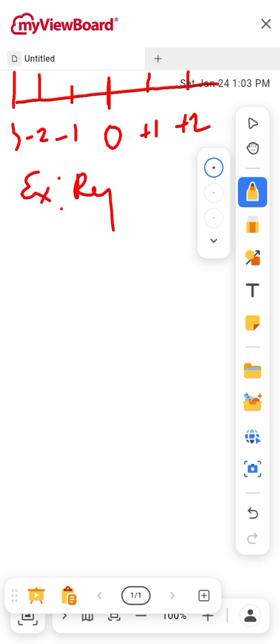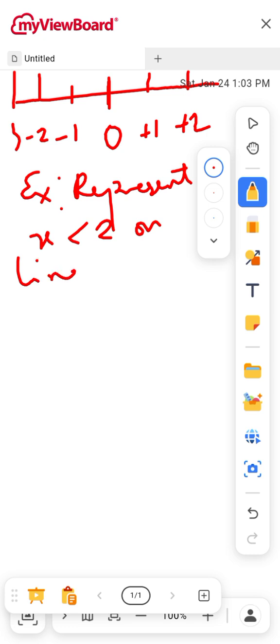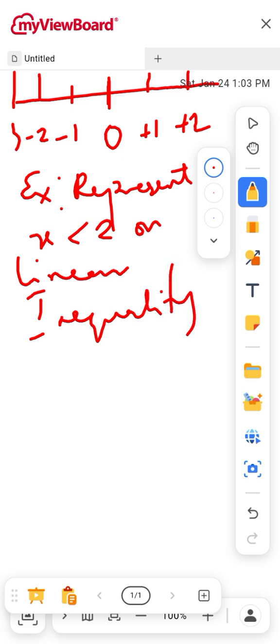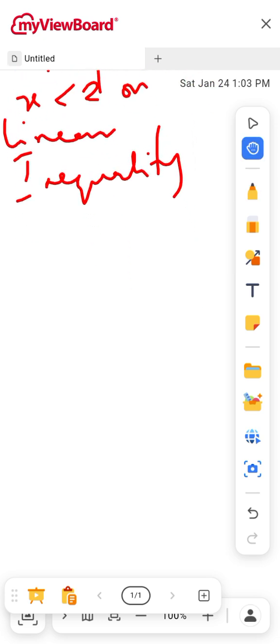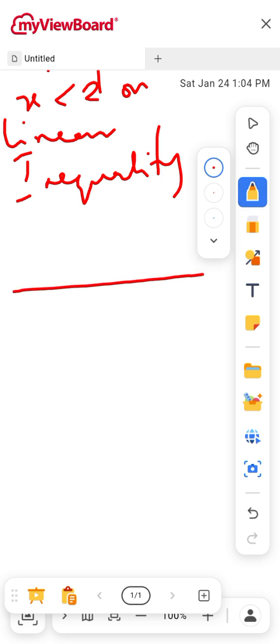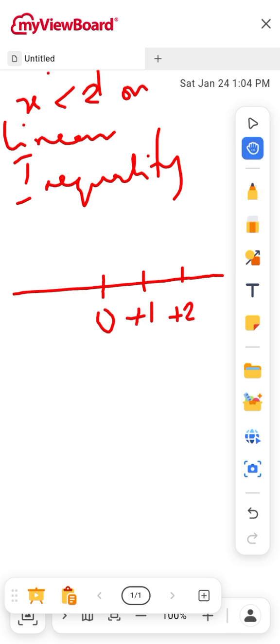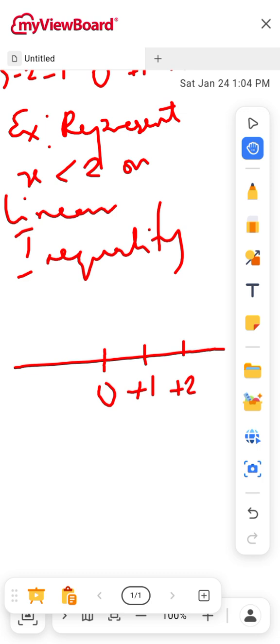you are asked to represent x less than 2 on a linear inequality. How do we go about that? What you are going to do first and foremost is to draw your inequality line, your number line. So we have our plus 1, our plus 2. The number given to us is x less than 2, and that 2 is a positive number.